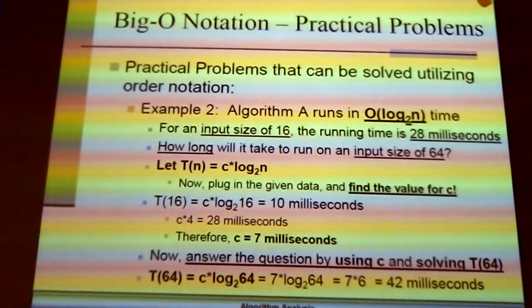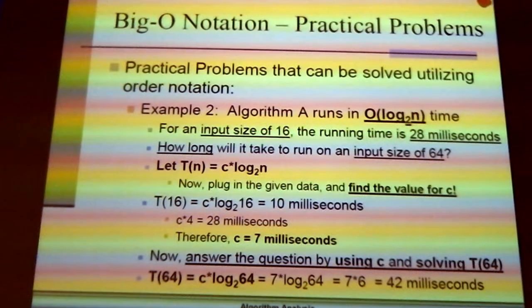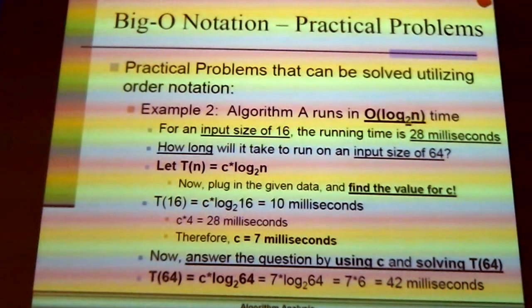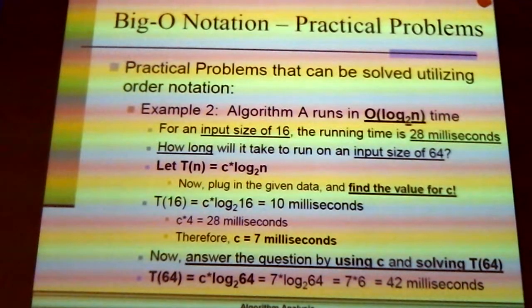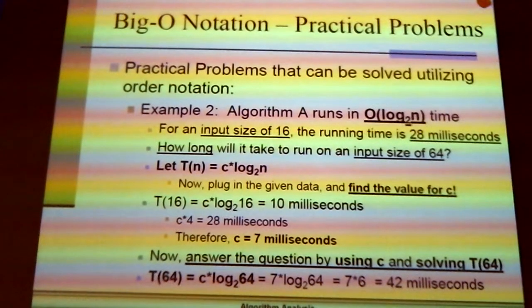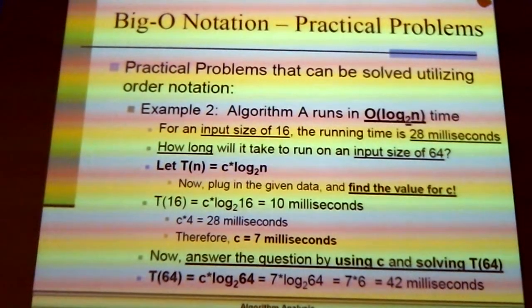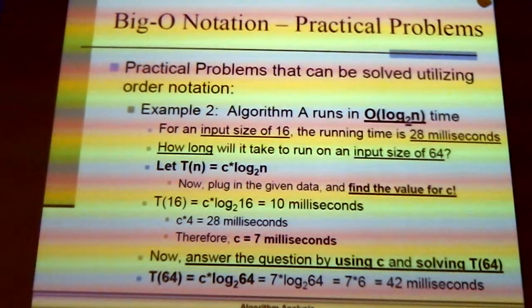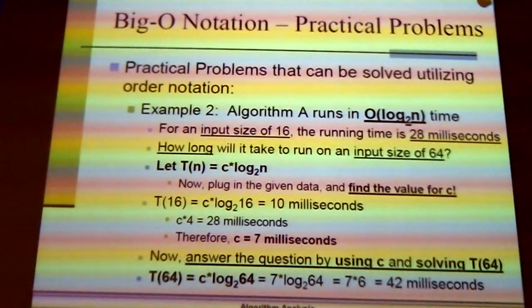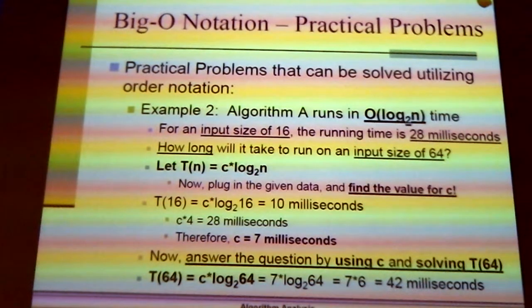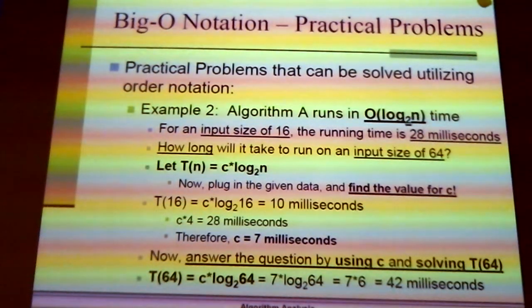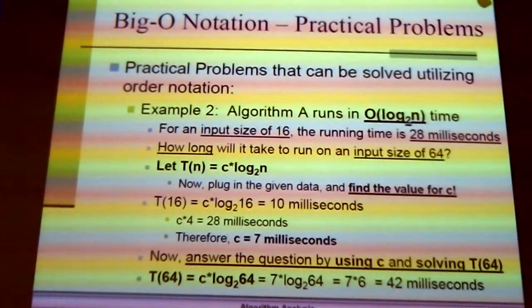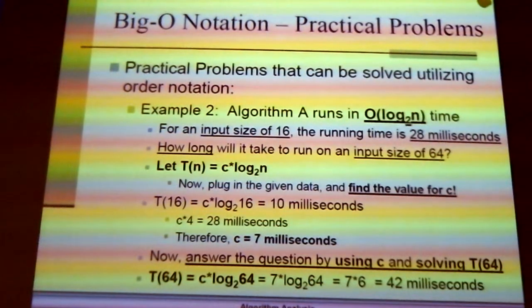And so now we can turn that around and plug that value in as we're trying to solve where T is actually 64. So here's our calculation. T of 64 is equal to our constant times log 2 of 64, where our constant is actually the value of 7. So 7 times log 2 of 64 is 7 times 6, and so we end up with an answer of 42 milliseconds.